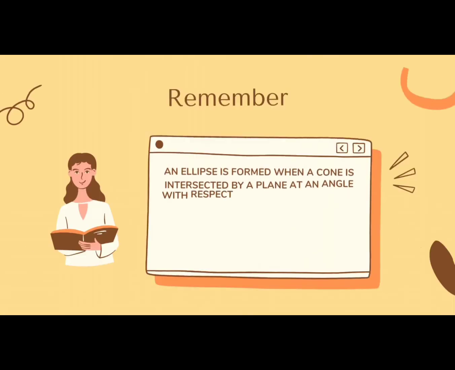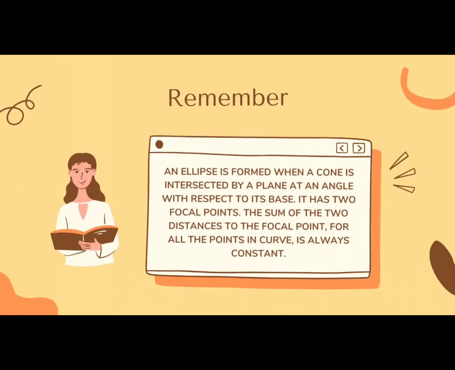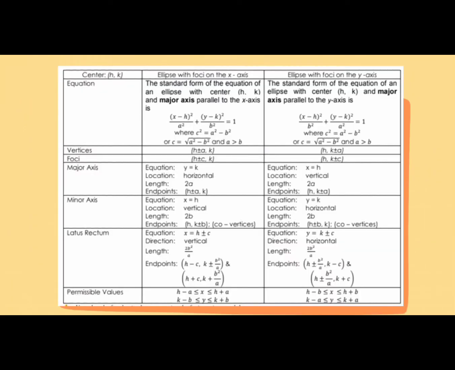Next, we'll define what an ellipse is. An ellipse is formed when a cone is intersected by a plane at an angle with respect to its base. It has two focal points. The sum of the two distances to the focal points for all the points on the curve is always constant. Like the graphs of other equations, the graph of an ellipse can be translated.